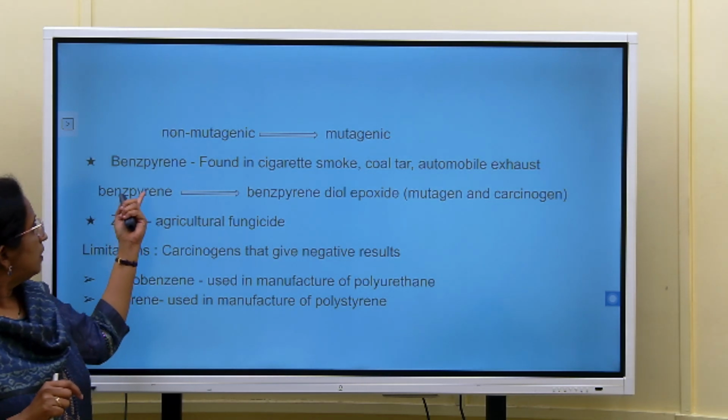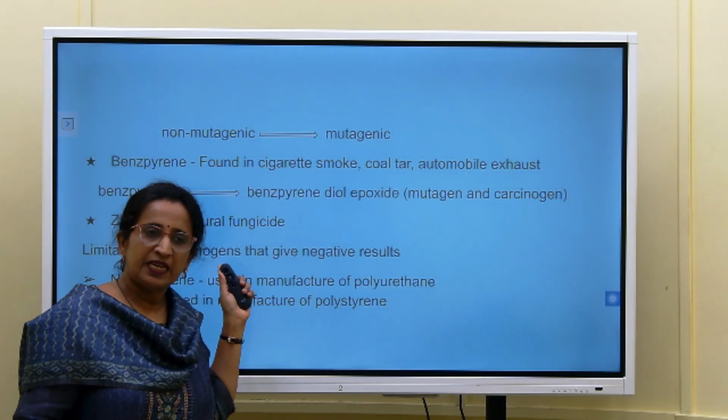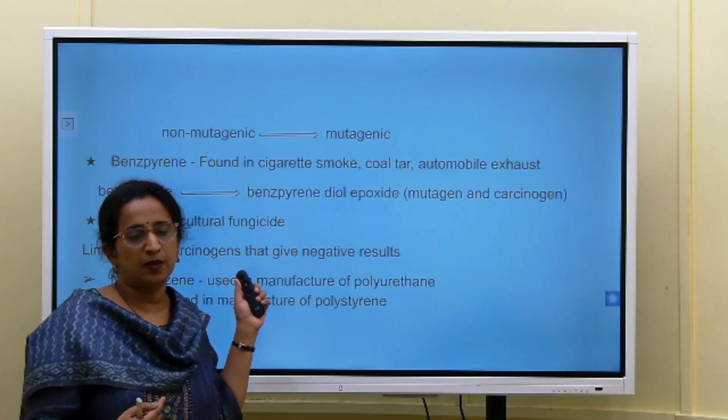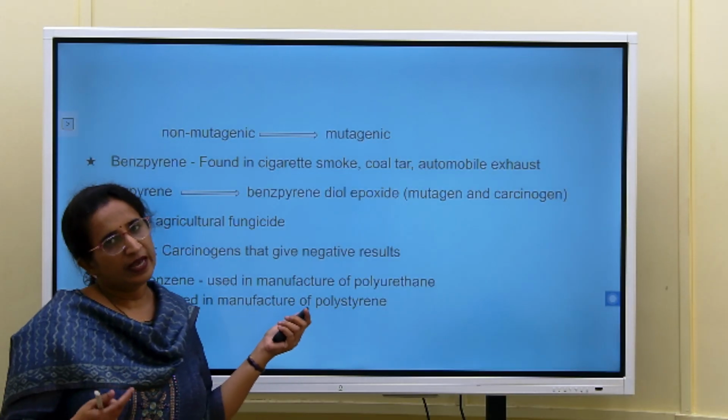There's another example of a compound which behaves in a similar way. That is, it becomes mutagenic only after it is metabolized in the body. That is xylan. It is a fungicide which is used for agricultural purposes.